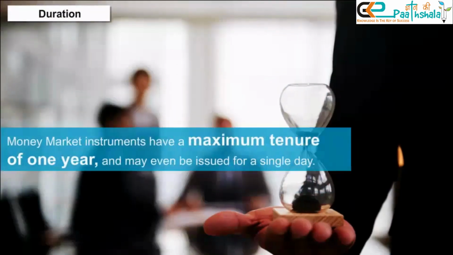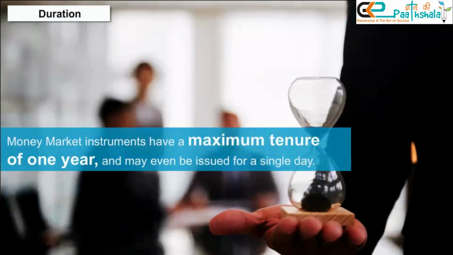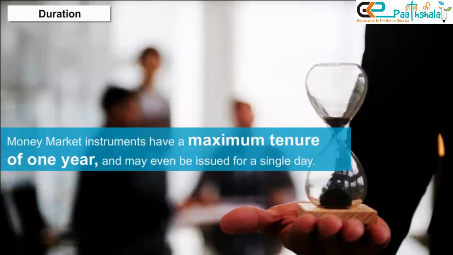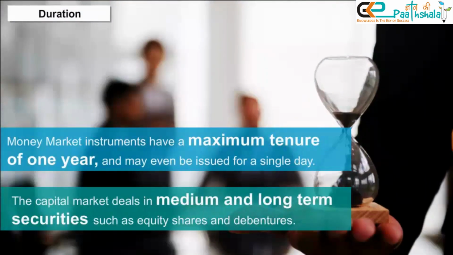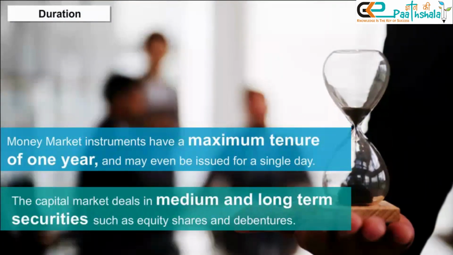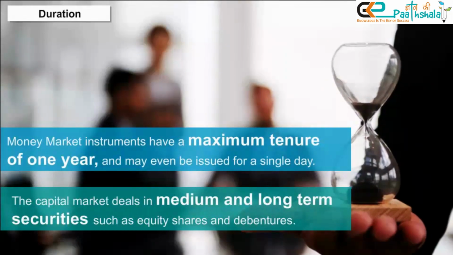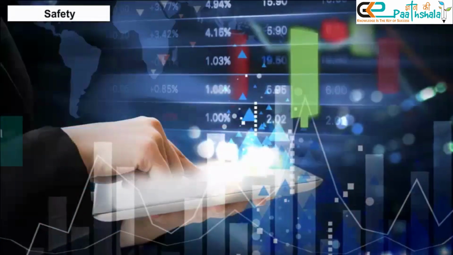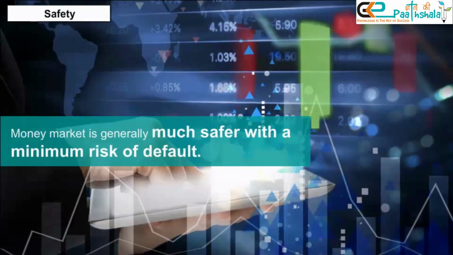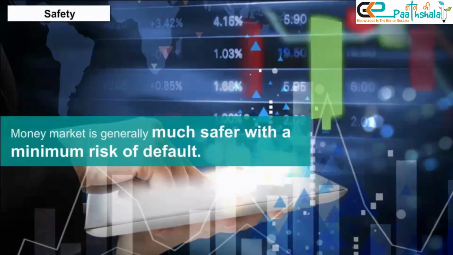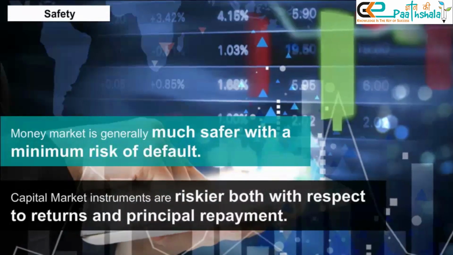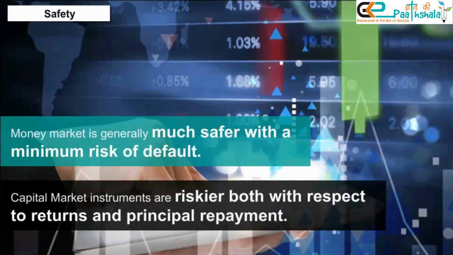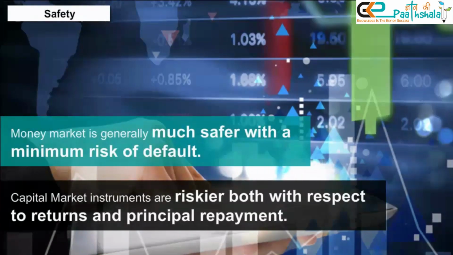Duration. Money market instruments have a maximum tenure of 1 year and may even be issued for a single day. The capital market deals in medium and long-term securities such as equity shares and debentures. Safety. Money market is generally much safer with a minimum risk of default. Capital market instruments are riskier both with respect to returns and principal repayment.